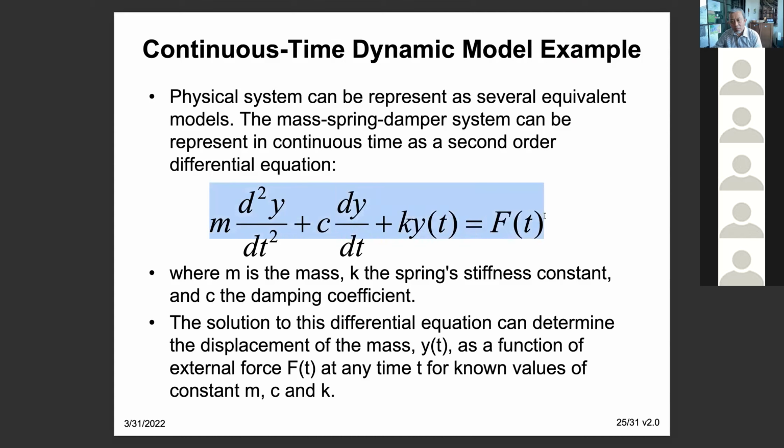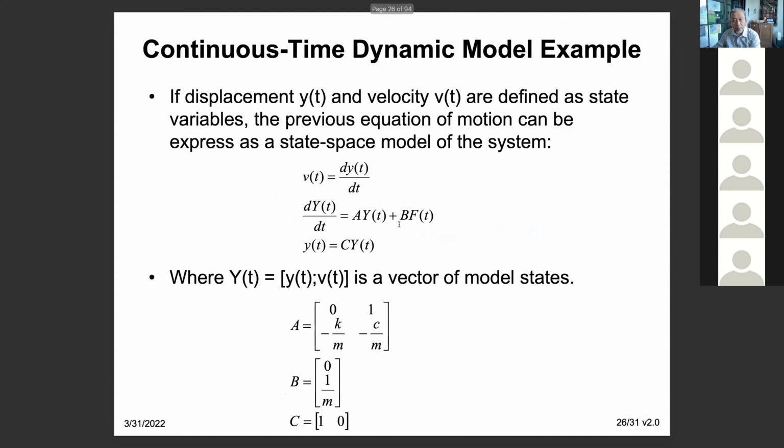As I told you previously, it can be in transfer function, state space form, or differential equations, where M, C, and K are the mass, damper, and spring constants. That is the differential equation, and we can also write it in state space form by defining the state variables of the displacement. Displacement is y, so when we differentiate it, it becomes dy/dt. The state equation is dy/dt = Ay(t) + Bf(t), y = Cy(t), where A is the system matrix, B is the input matrix, and C is the output matrix.